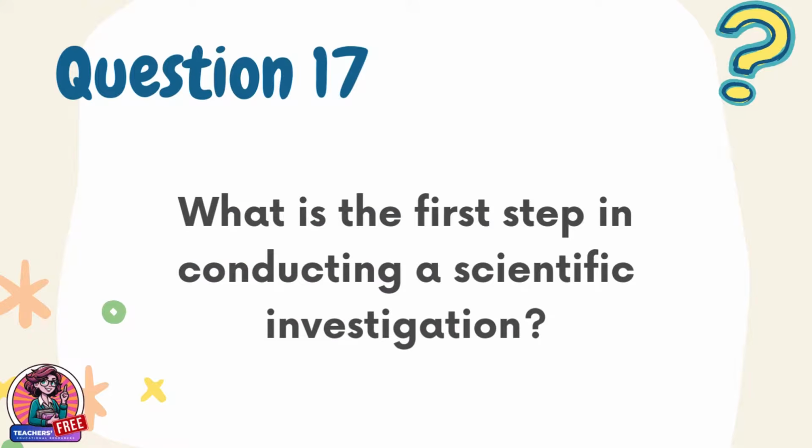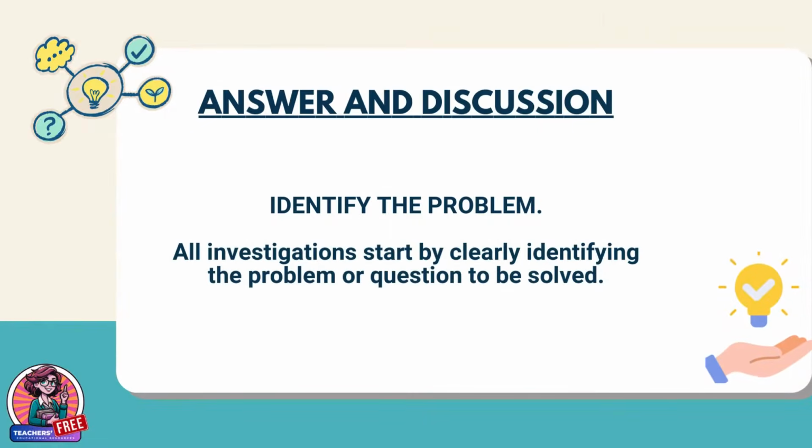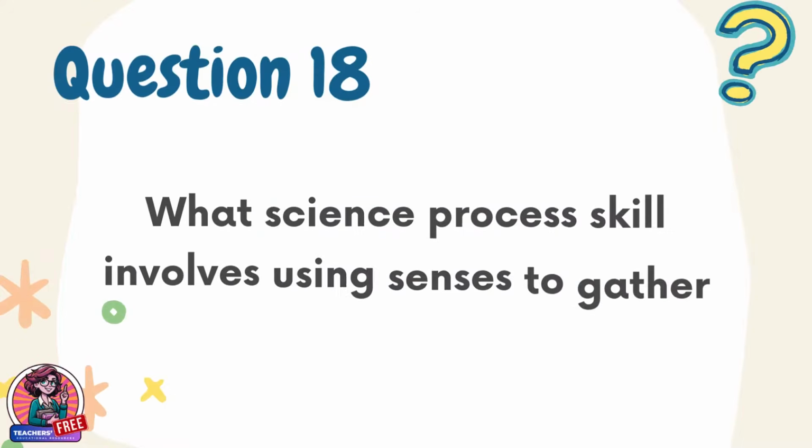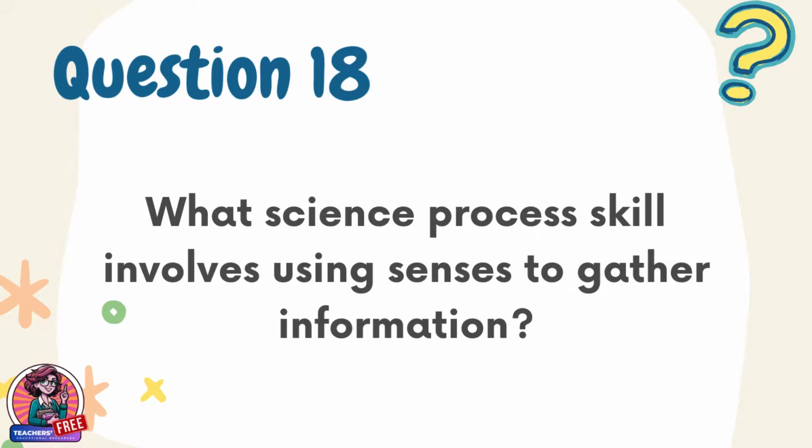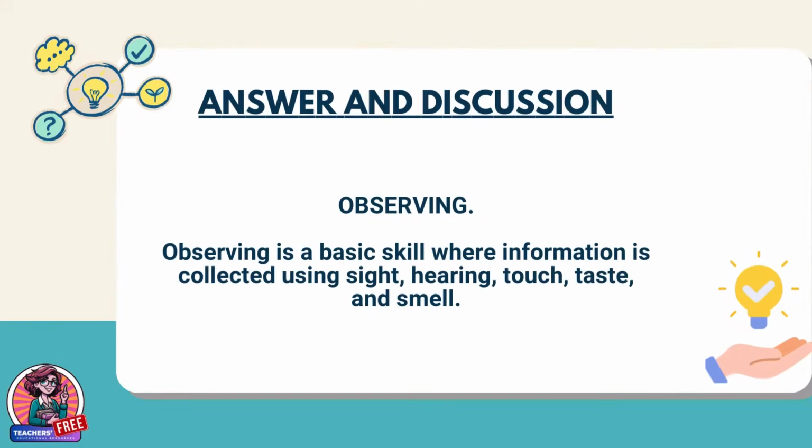Question 17. What is the first step in conducting a scientific investigation? Answer: identify the problem. All investigations start by clearly identifying the problem or question to be solved. Question 18. What science process skill involves using senses to gather information? Answer: observing. Observing is a basic skill where information is collected using sight, hearing, touch, taste, and smell.